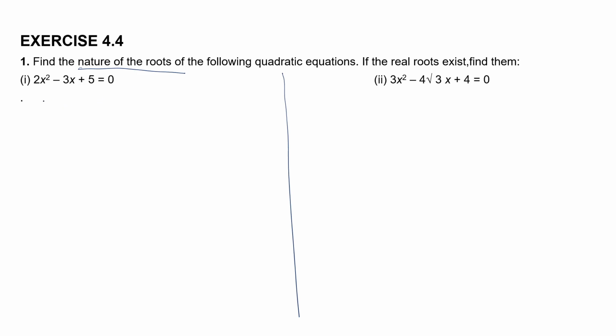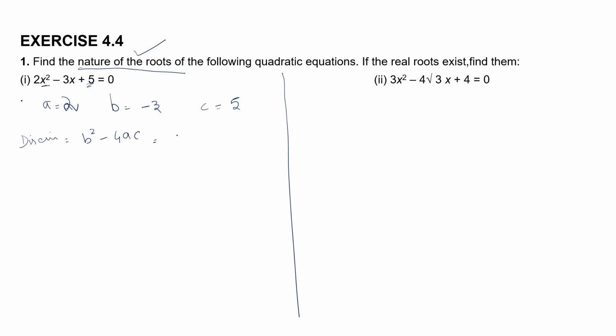So now, first of all, we write what is a. Coefficient of x square is a, so it should be 2. What is b? Coefficient of x is b, along with the sign. What is c? A constant in which there is no variable. In order to find the nature of the roots, we have to find the discriminant. What is the discriminant? b square minus 4ac.